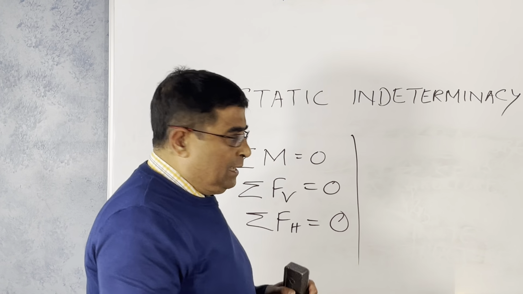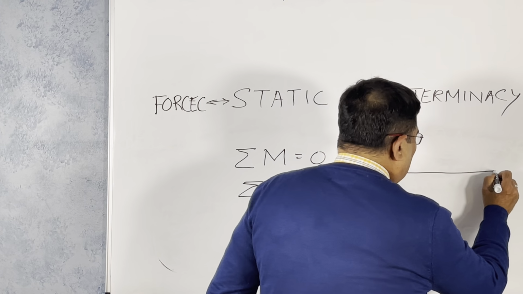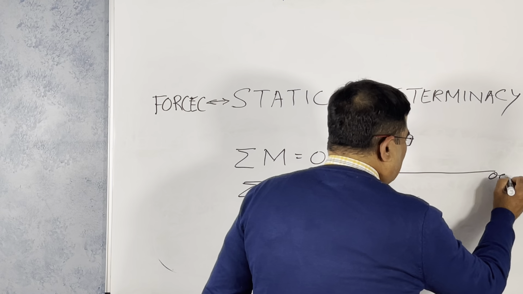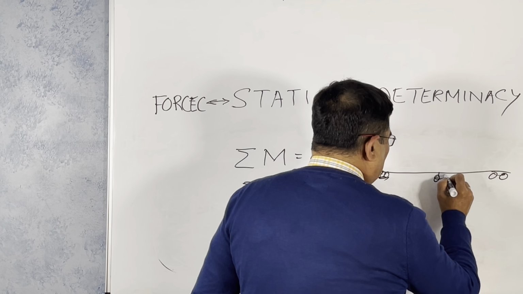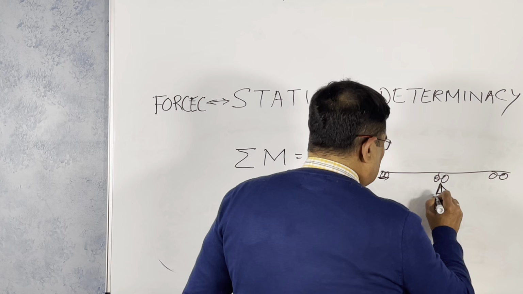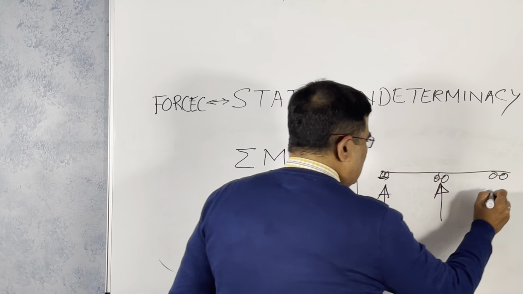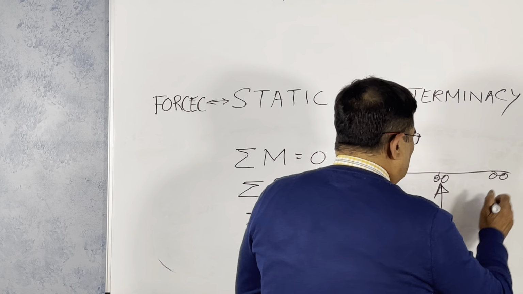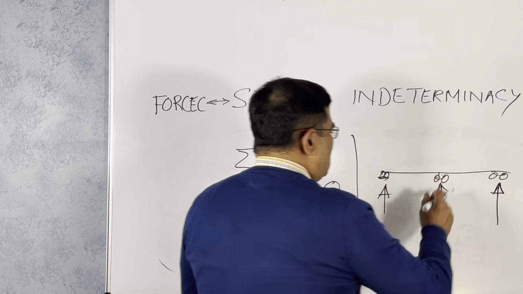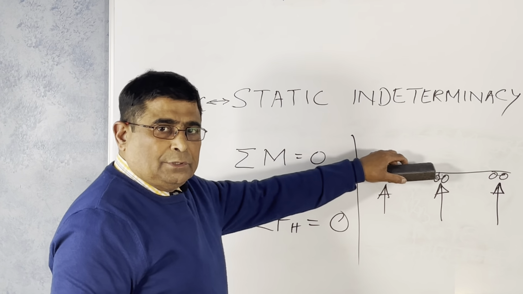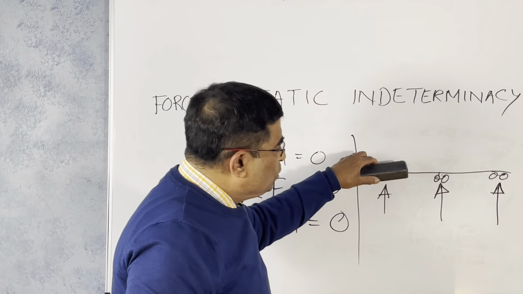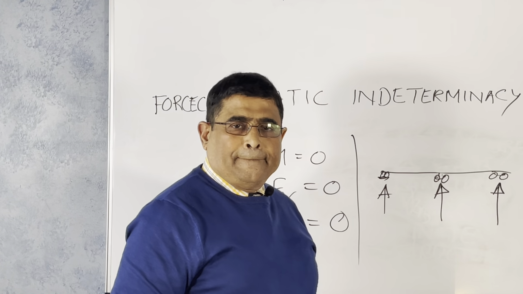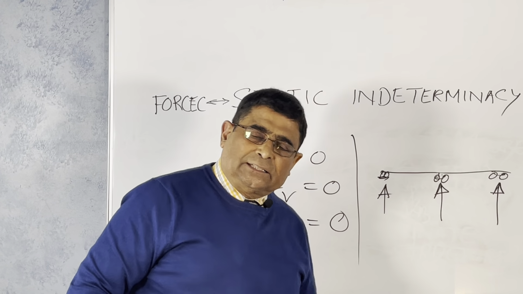One is if the reactions are parallel. That means if you have a roller support there, in a beam, and another roller support there. So this reaction is there, this is there, this is there. 3 reactions, right? But do you think this is stable? No, it will look like a skateboard. It will move that way. So this is not a stable structure.